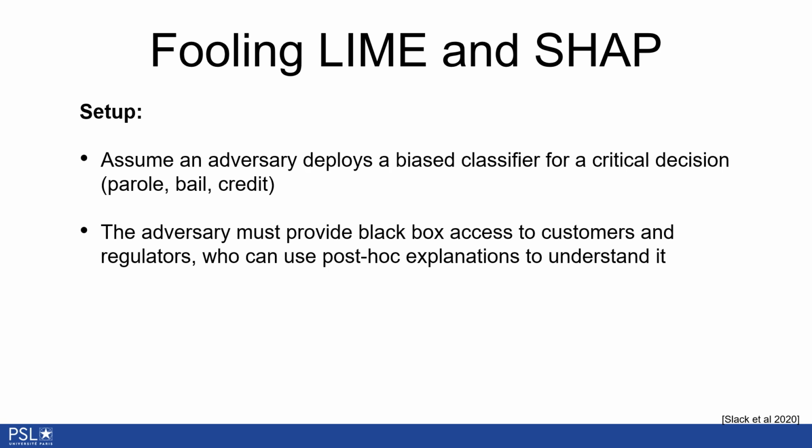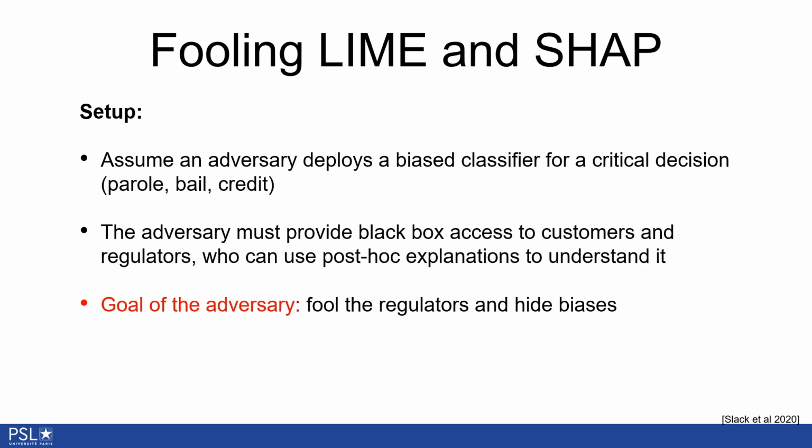In this scenario, the goal of the adversary is to fool the regulators and hide the biases on which the black box model is actually based. The key question of the study is, can this be done? Or are post hoc explanation methods robust enough to detect any bias? The main message of this paper is that an adversary can in fact fool explanation methods and hide biases. The authors showed that this can be done in particular using an approach they called scaffolding.